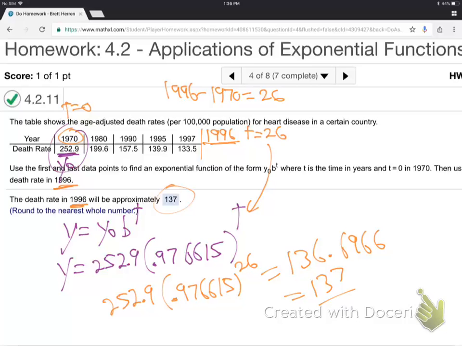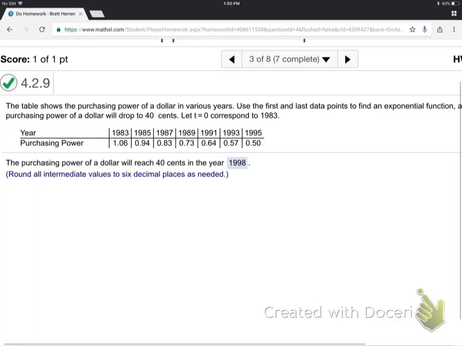Shall we try another one? All right, let's try number 3 again. It's very similar. We start off here with those two and those two, because they say first and last. So forget about all the ones in the middle. Same kind of thing, same formula: y = y0 b to the t. So just do phase 1. Phase 1's the same. That's all the same as what we just did.